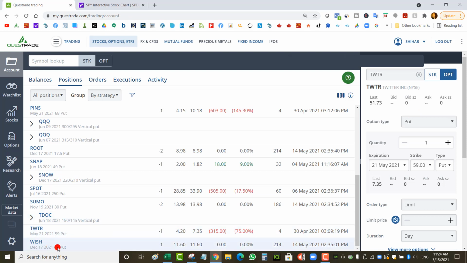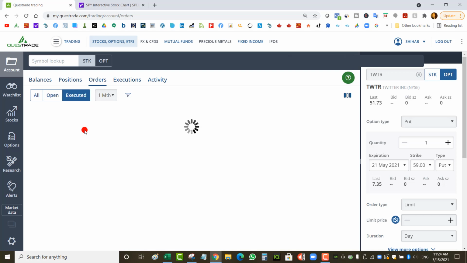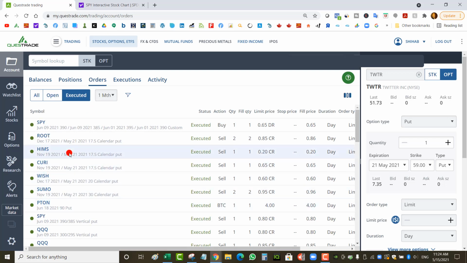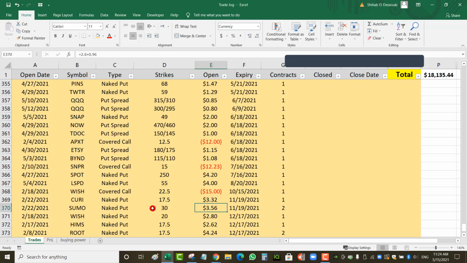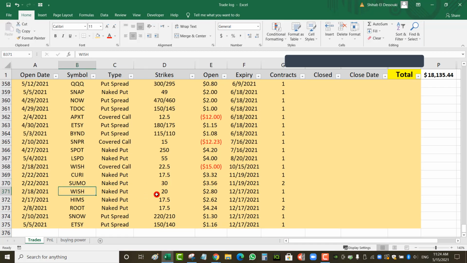And then I've got Wish here, that I rolled yesterday to December. It was a May 21st expiry. I had the 20 put. So where's Wish over here? Yeah, right there. May 21st, it was a 20 put. I rolled from May 21st to December 17 and collected an extra 60 cents. And my Wish naked put here has a total credit of $2.80, so my break even is about $17 on Wish.